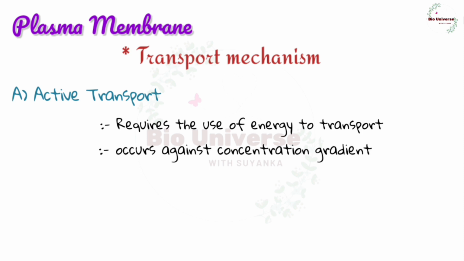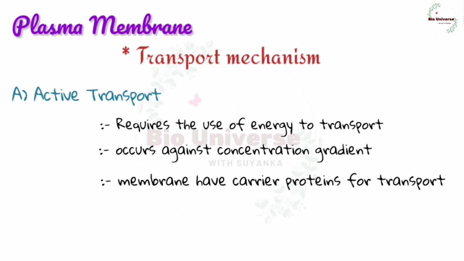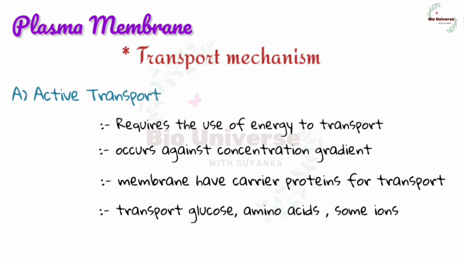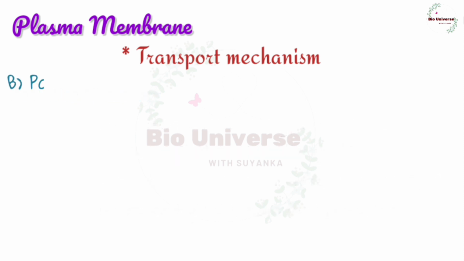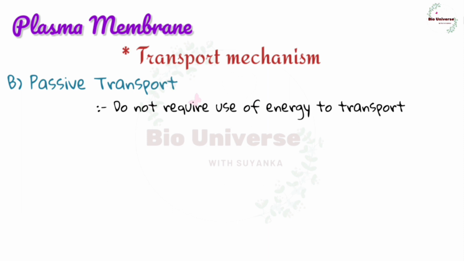For active transport, the cell membrane possesses carrier proteins. Glucose, amino acids and some ions pass through the plasma membrane by an active process. Passive transport is the passage of substances across the plasma membrane without expenditure of energy. It is of two types, diffusion and osmosis.